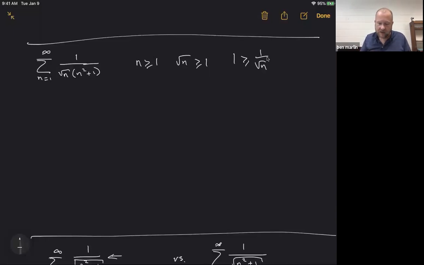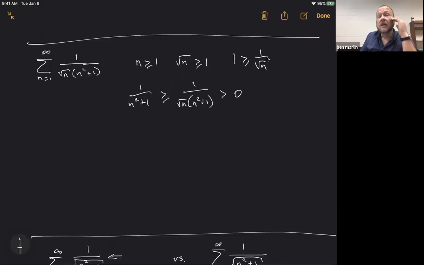So the reason that that's important is that now we can say that 1 over n squared plus 1 would have to be greater than 1 over the square root of n times the n squared plus 1, because what we've done is to multiply by a fraction that's smaller than 1. It makes it something smaller, okay? And that's going to turn out to be positive.